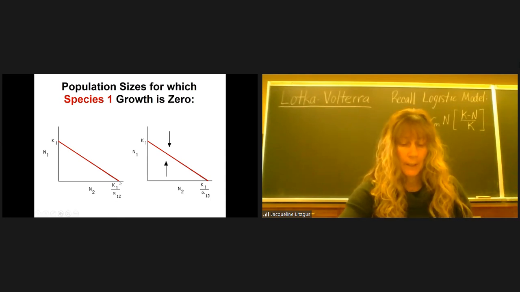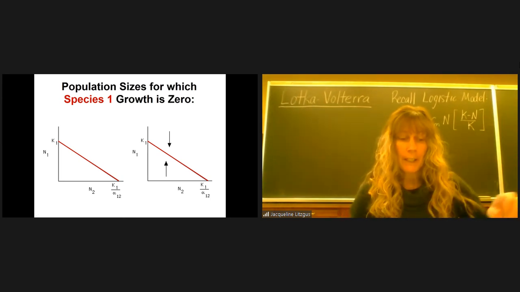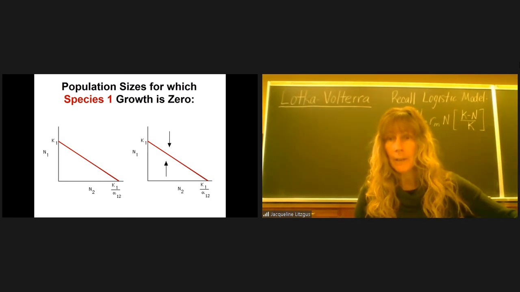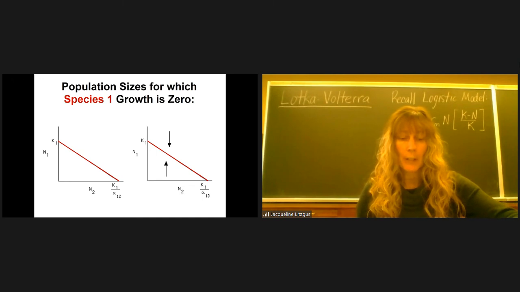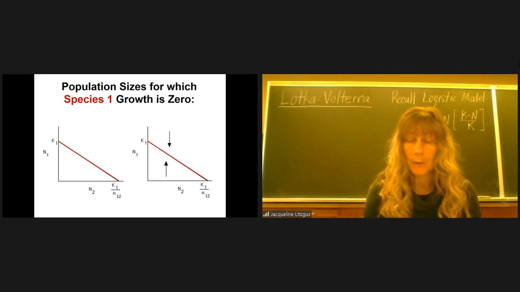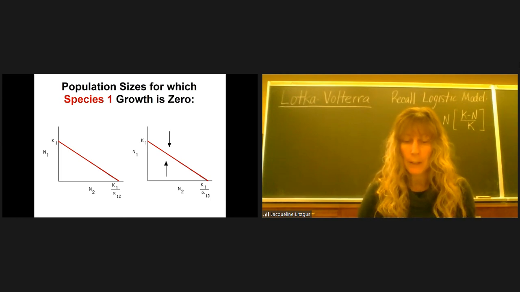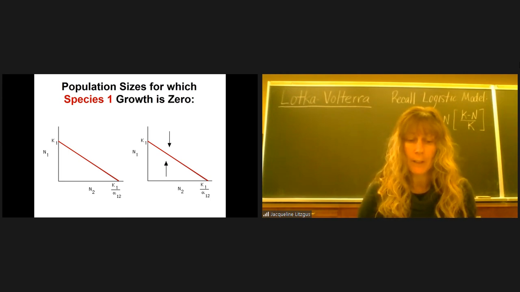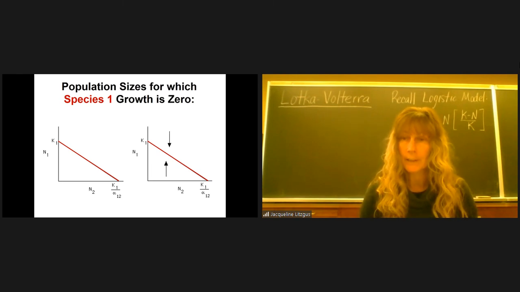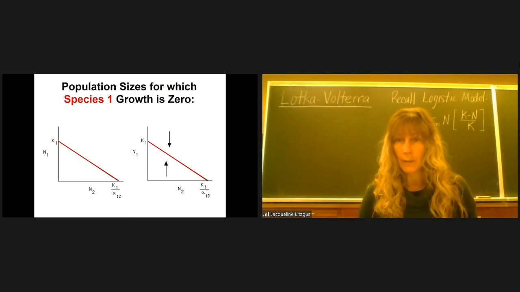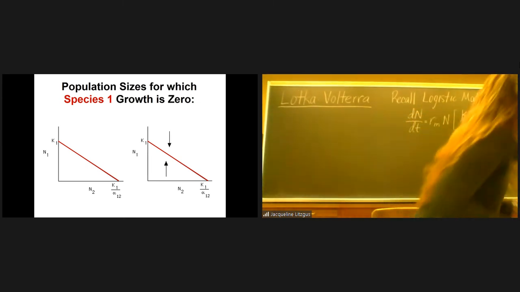Now we want to find the population sizes for which species 1 growth is 0. To do that, we have to take the growth equation for species one and set it to zero. This is the kind of math that we've talked about before. So I'm going to go to the blackboard to do this part.